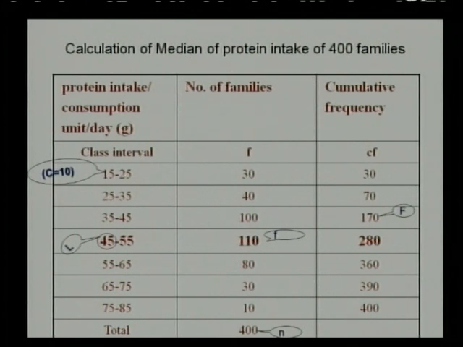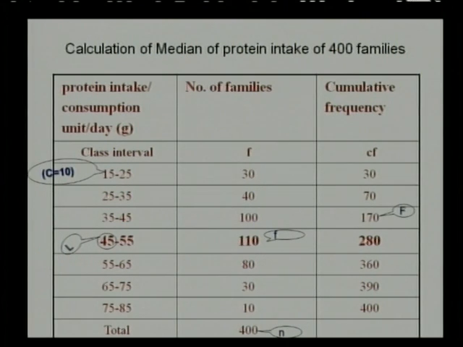If my data are classified, then what should I do? Say, calculation of median of protein intake of 400 families. So protein intake consumption is given to you, the class interval is there, and the number of families, that means frequency, is there, and one more term is computed: cumulative frequency. What is this cumulative frequency?